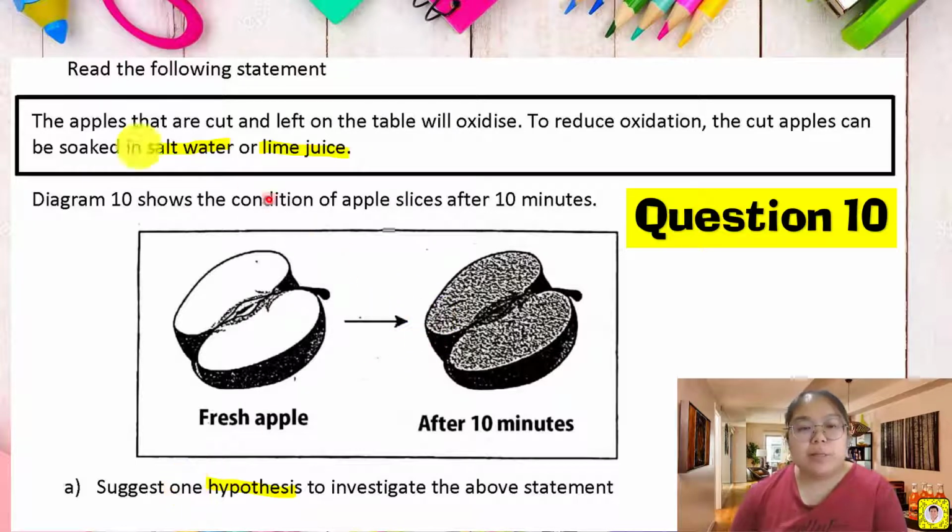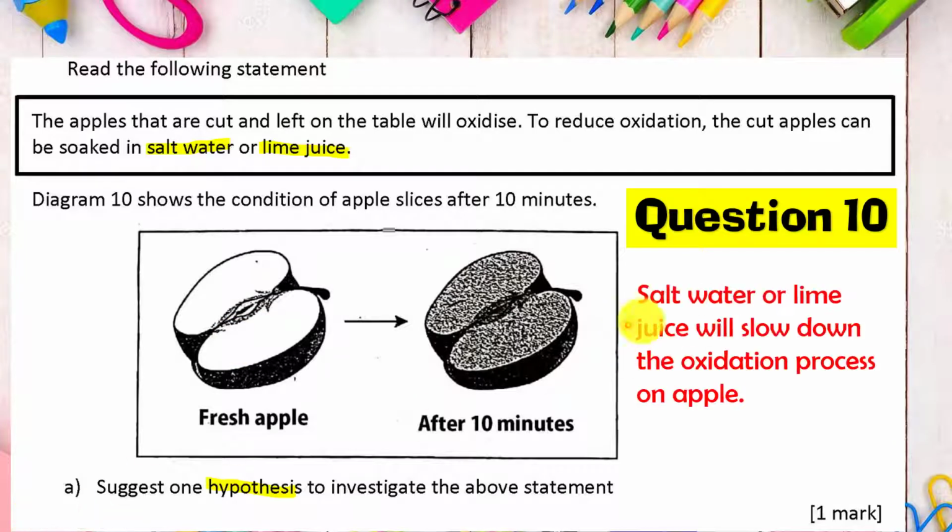So for the hypothesis, you must refer to the statement. This statement says we want to solve the oxidation problem, so we need to put the apples in salt water and also lime juice. Now let's check, is the answer like that? The salt water and also the lime juice can slow down the oxidation process on apple. You need to mention the statement they give you, and after that relate it with the apples and also the salt water and lime juice.